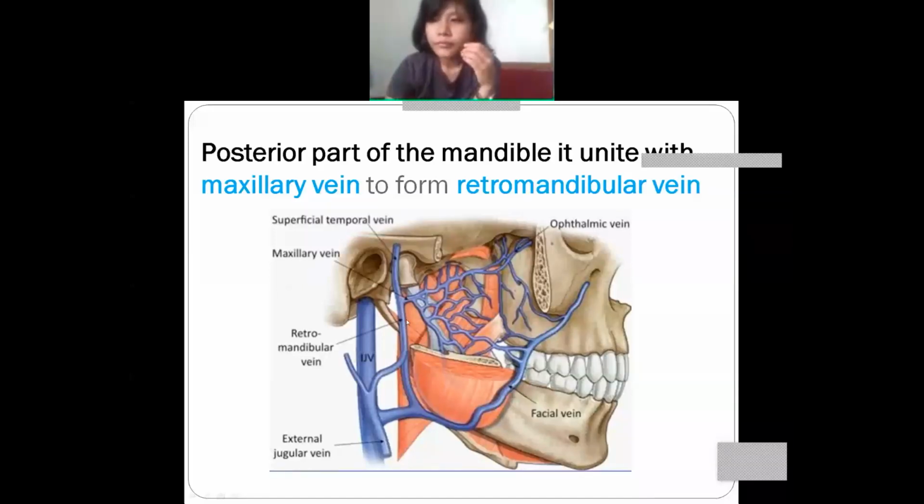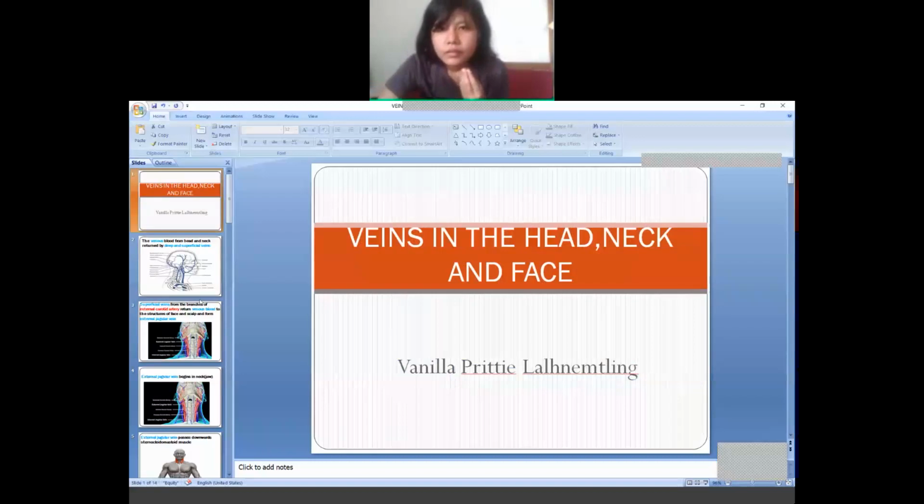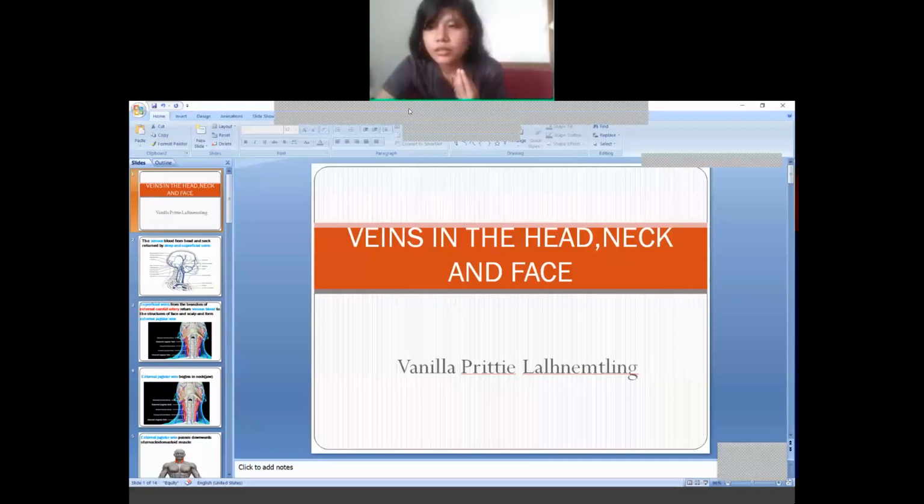Okay, so this is about the veins that you will find in the head, neck, and face. Is it clear? Is it clear or not? Yes, okay. If I ask you, you will be able to answer. Okay, then I'll start asking.